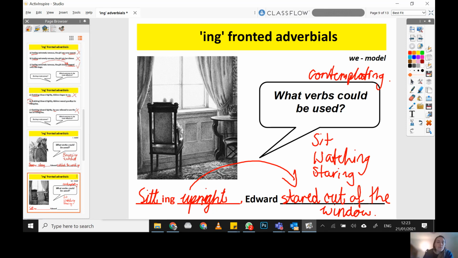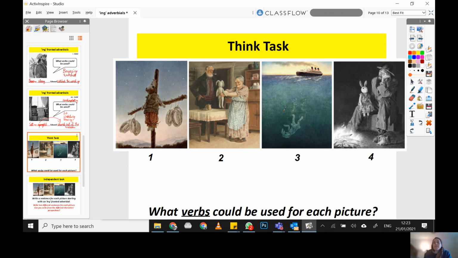Okay, so we're going to have a bit of a think task now. We're going to do a bit of a brainstorm, and we're going to try and think of words that describe what is happening in this video. What action can you see happening in each of these pictures? So, for example, Edward, we could say, is hanging in this picture. He is hanging by his ears.